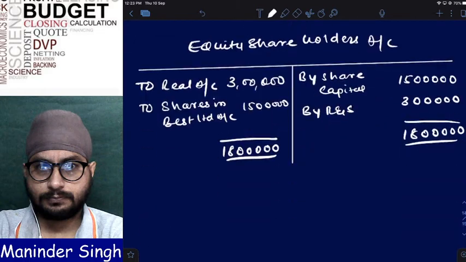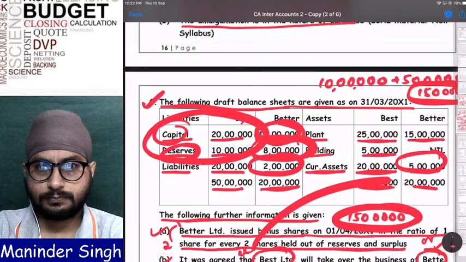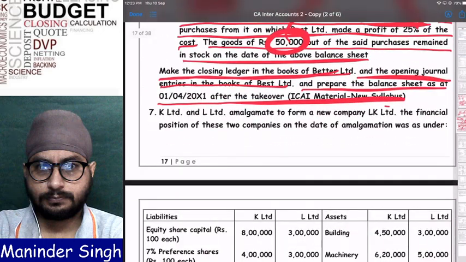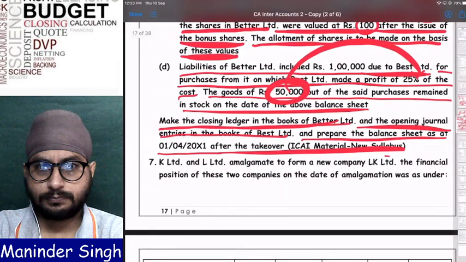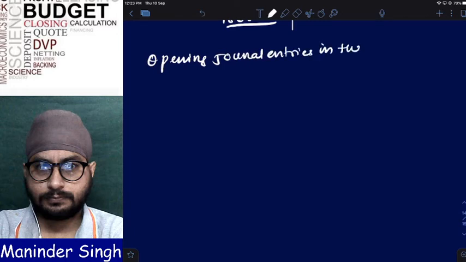Simple. Now what will we do next? After completing these ledger accounts, Better Limited's accounts we have closed. Now what is it asking? Opening journal entries in the books of Best Limited. I have to pass opening journal entries in the books of which company? Transferee company, that is Best Limited.